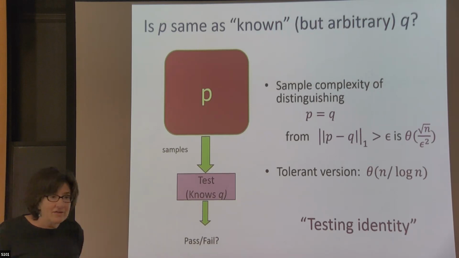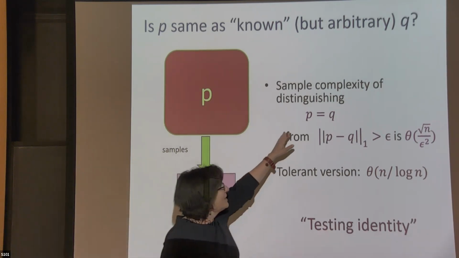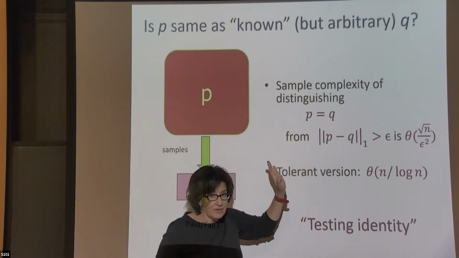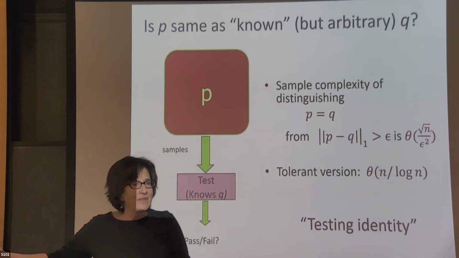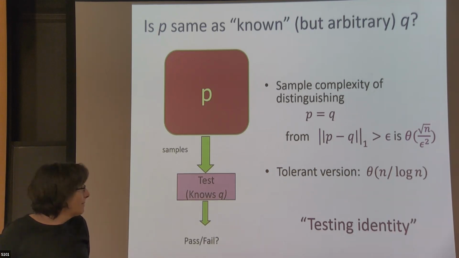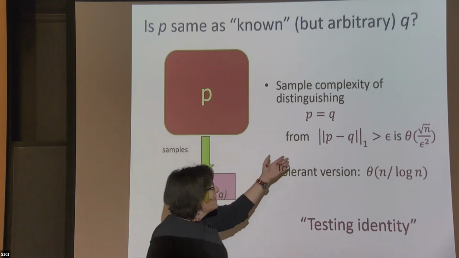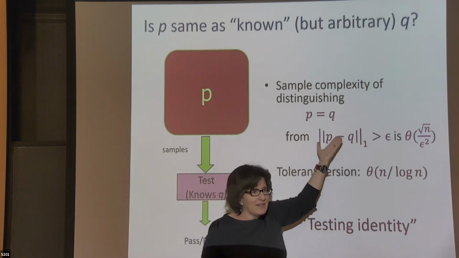Let's move in a different direction. Let's go back to intolerant testing. I only need to distinguish P equals Q from P far from Q. So it's back to intolerant. But now I don't care if the thing is uniform. I have my other favorite distribution Q. I want to know, is P equal to Q or far from Q? And it turns out that is not much harder. Like Q versus uniform is not much harder.